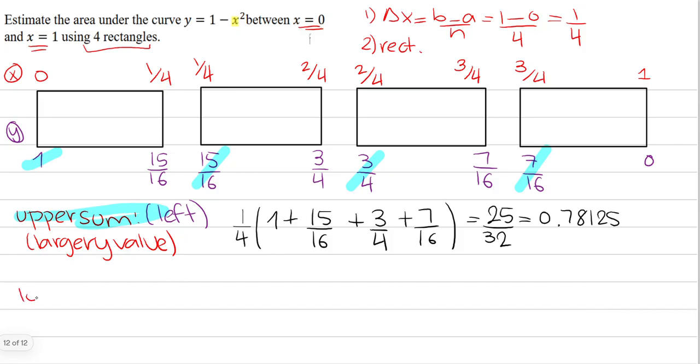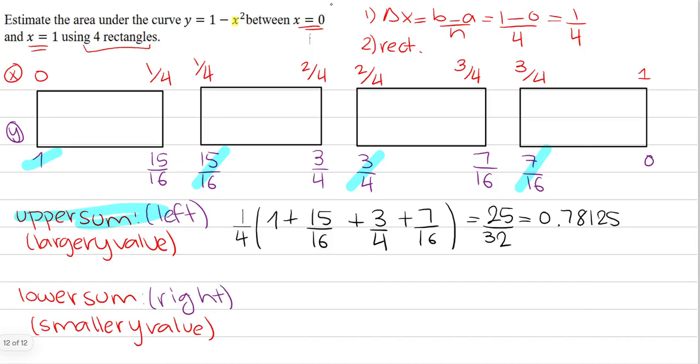Now I'm going to solve using my lower sum. My lower sum is basically using the smaller y value from each rectangle, which means I'm going to be using what? All the values to the right. Which values am I going to be using? Let me highlight them with green. So I'm going to be using the green for this: 15 over 16 here, 3 over 4, 7 over 16, and 0.